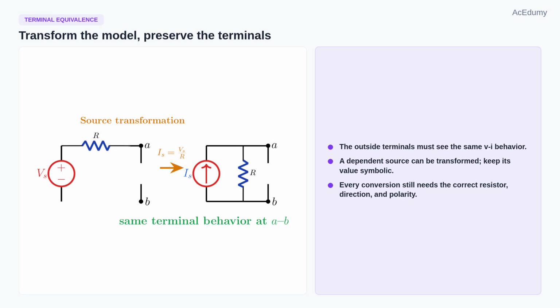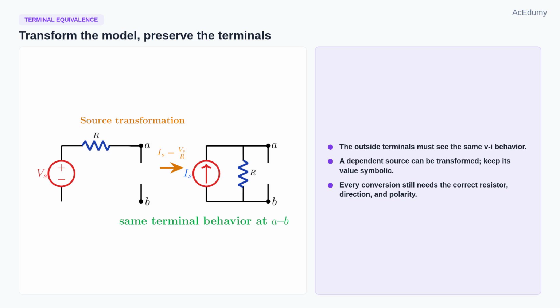In this lesson, we finished the source transformation sequence with two compact examples. The key idea is still terminal equivalence. A voltage source in series with a resistor and a current source in parallel with the same resistor can describe the same behavior at the two outside terminals. That is why we can replace a complicated block by a cleaner equivalent block, as long as we preserve the correct voltage, current direction, resistance, and polarity.